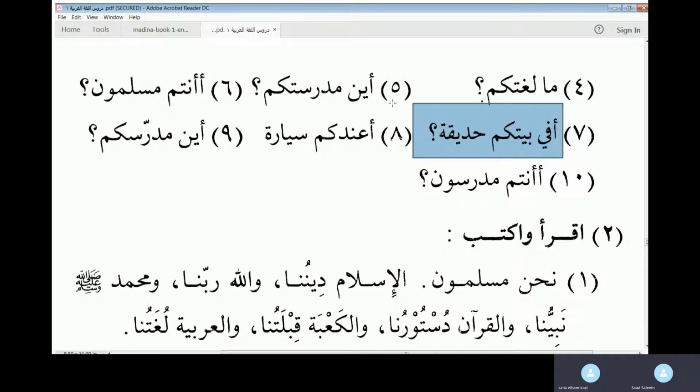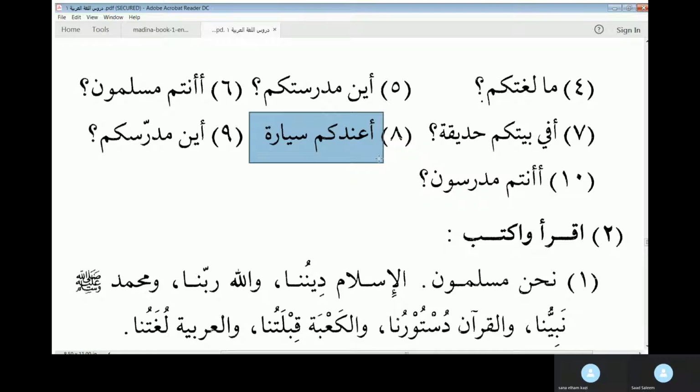Indakum sayaratun. But for inda, we have to do kasra, not like that. Sayara has no connection with that; it has a connection with kum. Indakum sayaratun. Do you all have a car? Inda is mudaf and sayaratun is not mudaf ilayh; this is different.